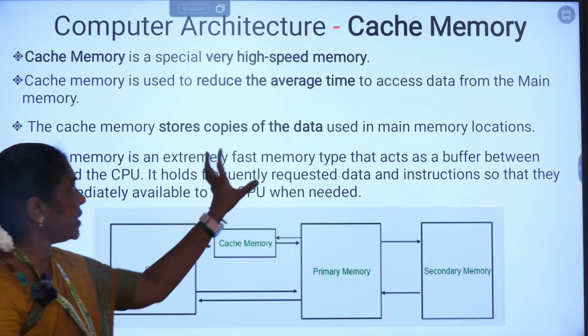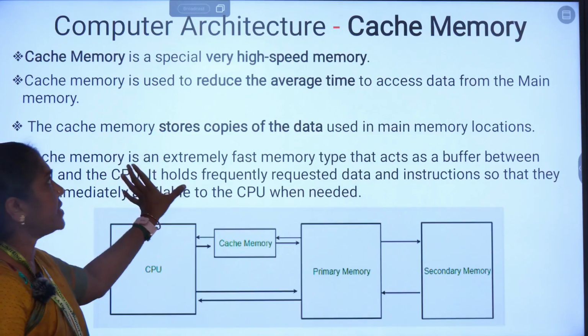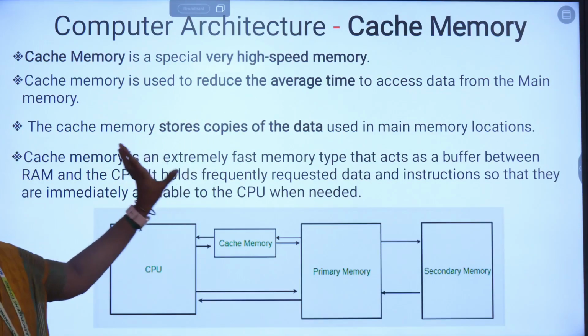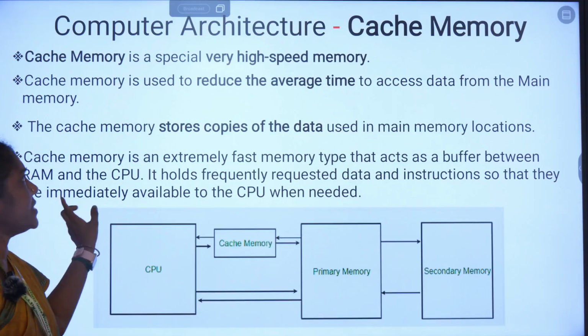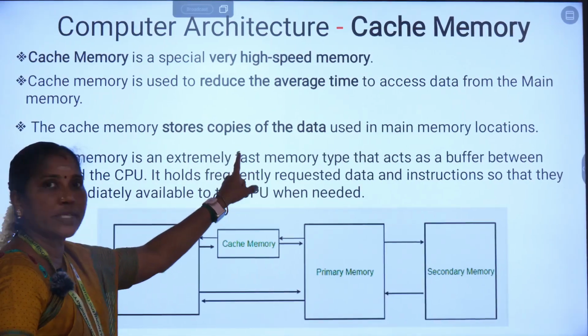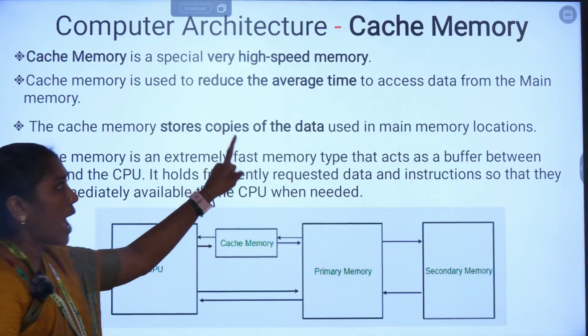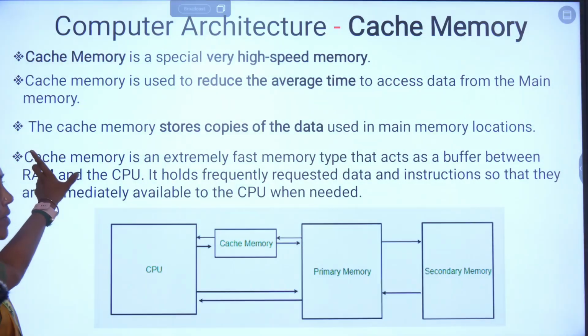So what is meant by the cache memory? The cache memory is a very high speed memory. What is the use of the cache memory? It is used to reduce the average time to access data from the main memory.